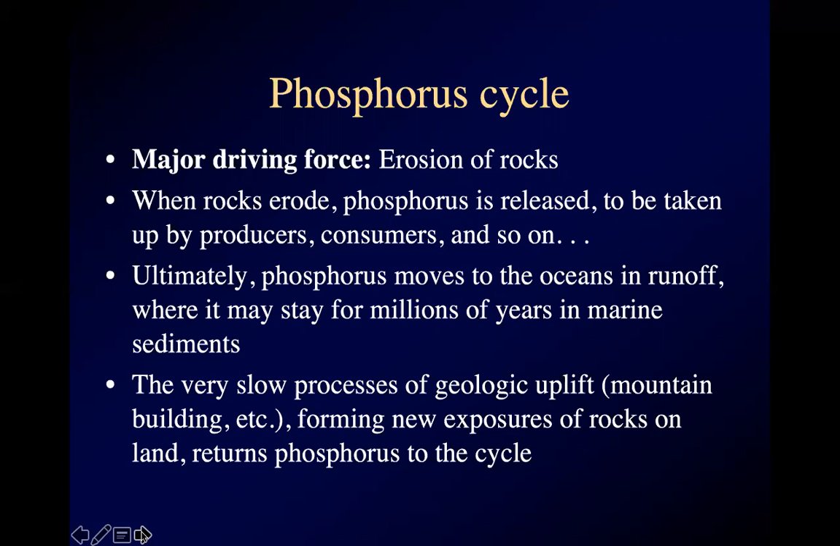What drives the phosphorus cycle is rocks eroding. Wherever rocks crumble and weather away, phosphorus is actually released from certain rocks. It gets into the local water supply, and it can be taken up by producers, consumers, and so on. It'll cycle through the biosphere.